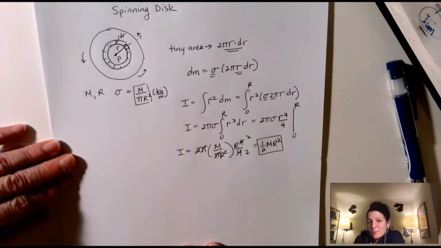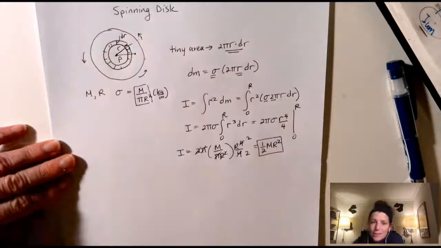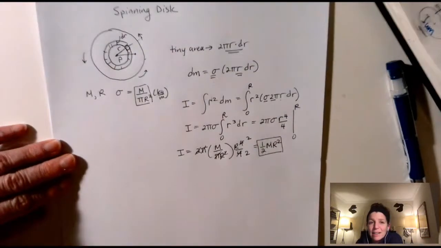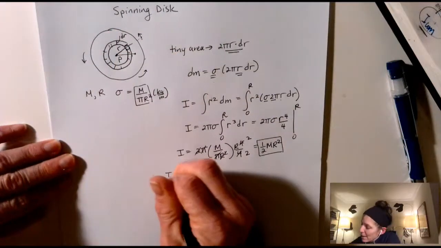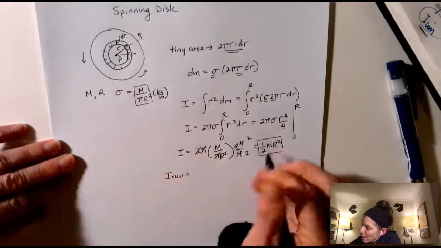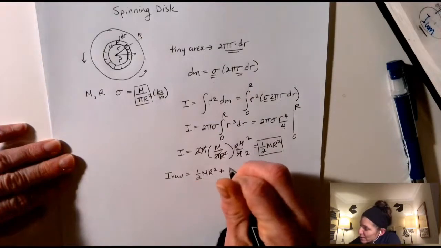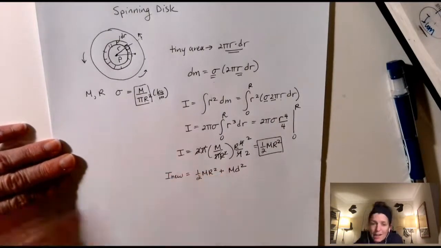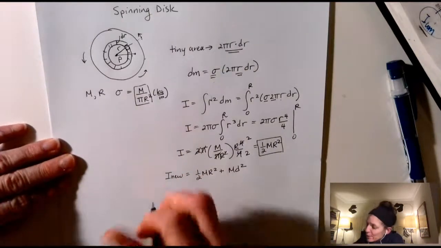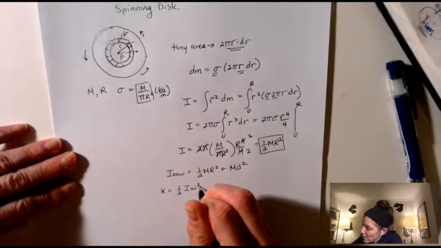So that's cool. Let's say I wanted to spin it around some random point at a distance d away, so I stuck a pin in here and spun it in this lopsided way. My new I would be my old I, 1/2 m r squared, plus m d squared, where d is the distance to that new parallel axis. Then if I was spinning it at a rotation omega, I would get my kinetic energy as 1/2 I omega squared.